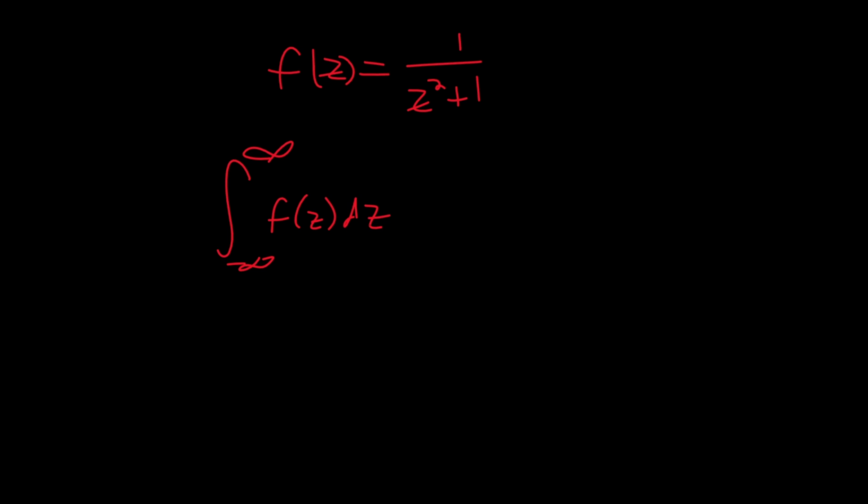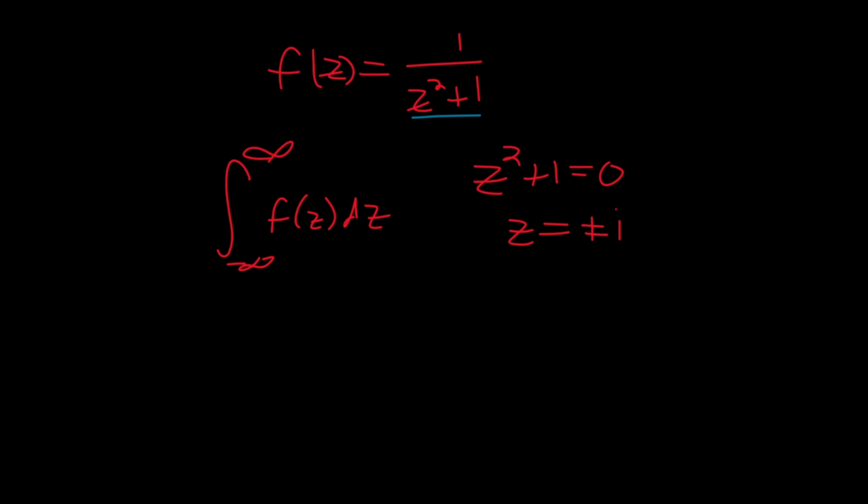What I like to do when doing integrals like this is find our poles straight off the bat. So where are the poles here? That's just going to be when the denominator is equal to 0. So when is z squared plus 1 equal to 0? Well, it should be rather clear. This is just going to be z equals plus or minus i.